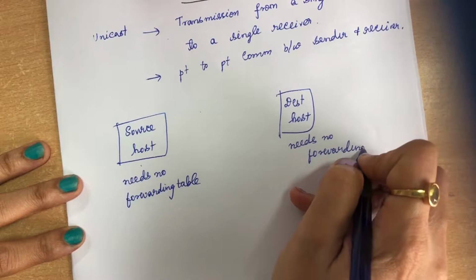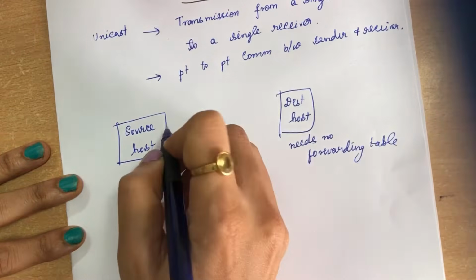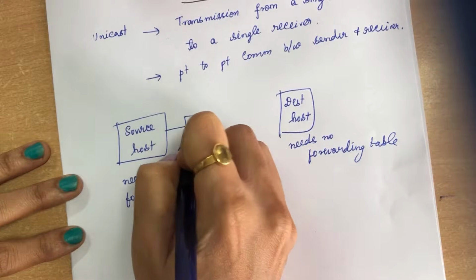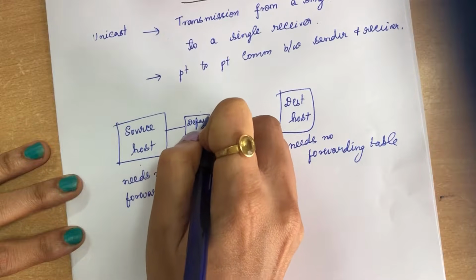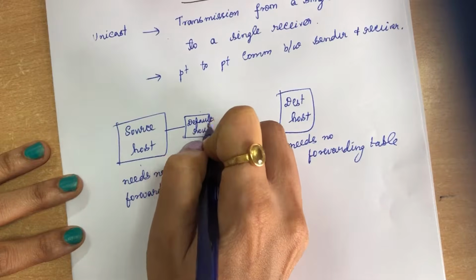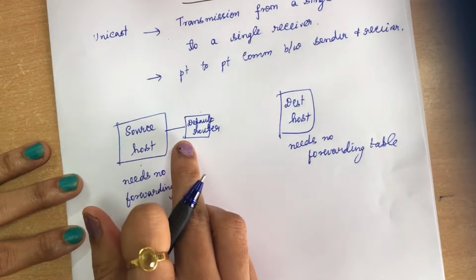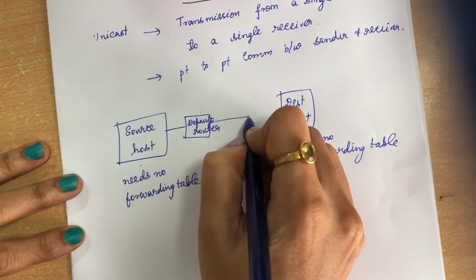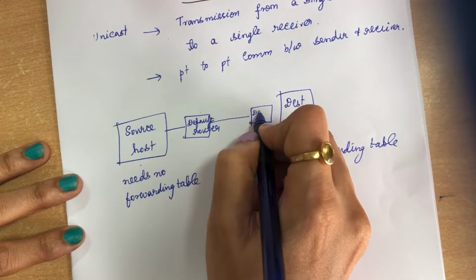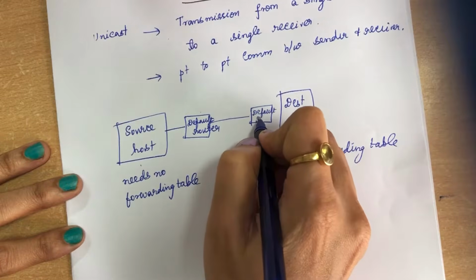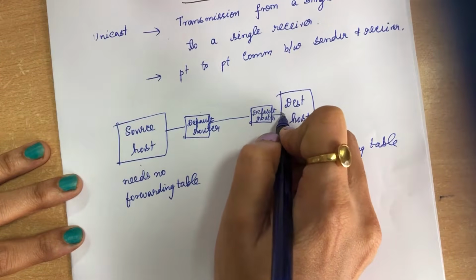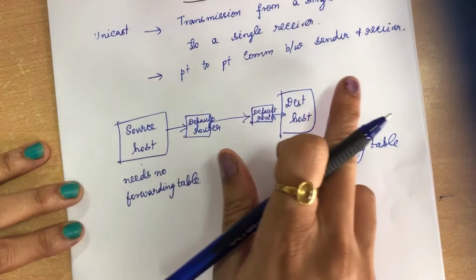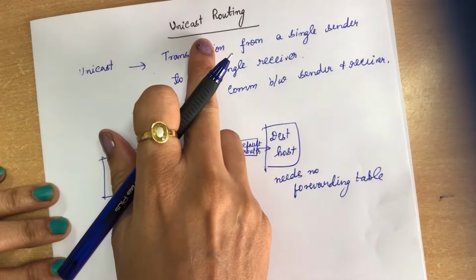So how will they send the packet? First they will deliver the packet to a default router. So to the default router they will deliver the packet. This default router will deliver the packet to one more default router which is connected to the destination. Okay, and from there this packet will be delivered to the destination host. This is how the transmission takes place in unicast routing.